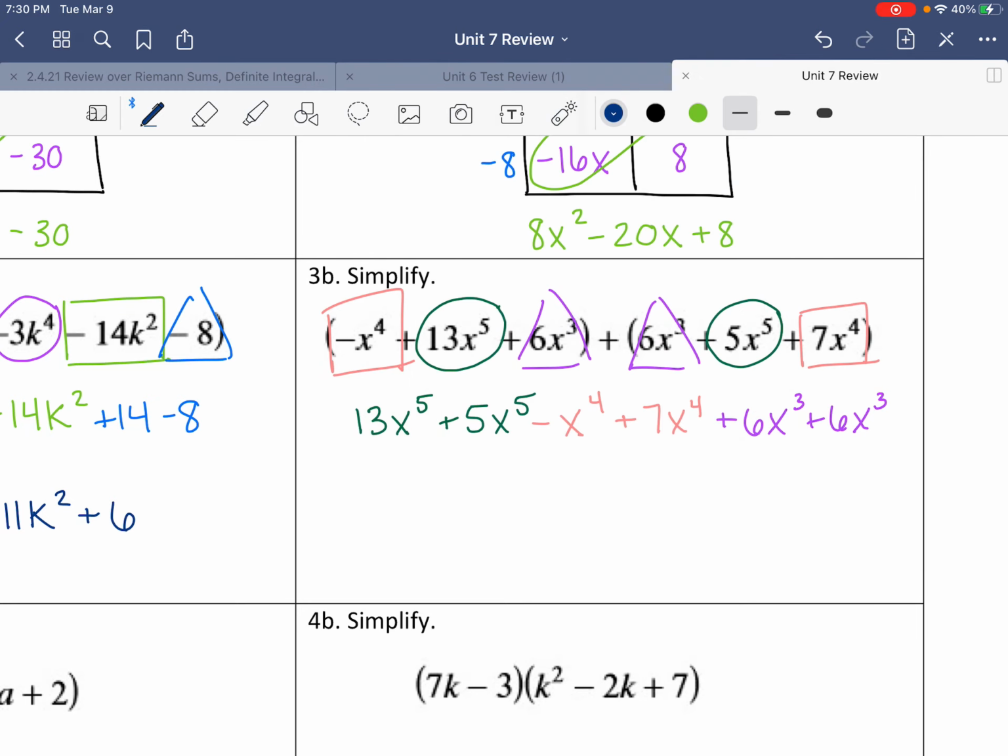So when I combine these, 13x to the 5th plus 5x to the 5th is 18x to the 5th. Negative x to the 4th plus 7x to the 4th. Remember, this is really a 1. So that would be 6x to the 4th. And then 6x to the 3rd plus 6x to the 3rd is 12x to the 3rd. And that's our answer.